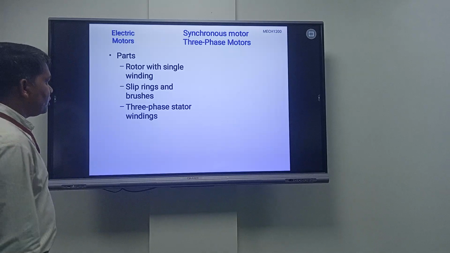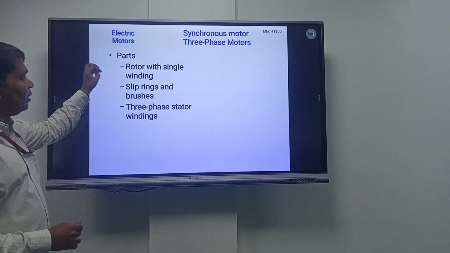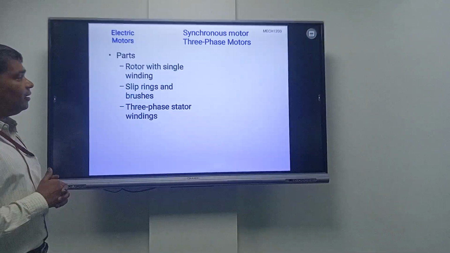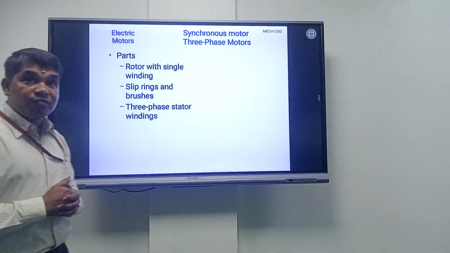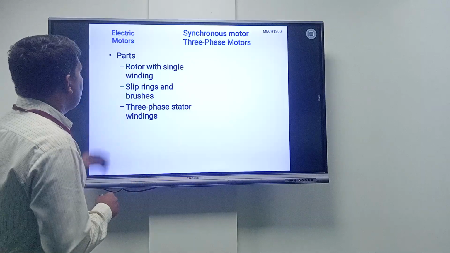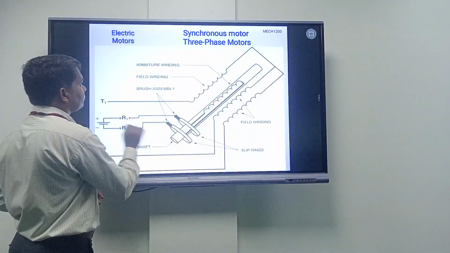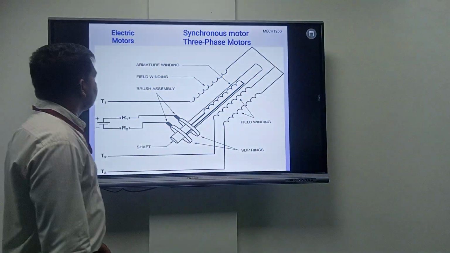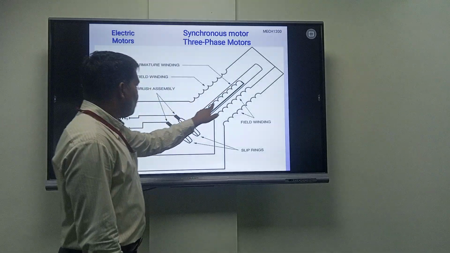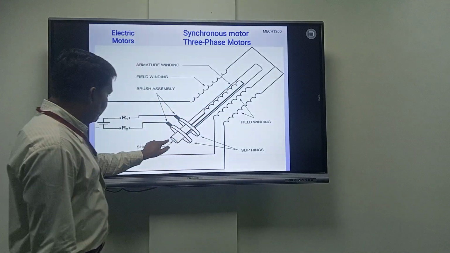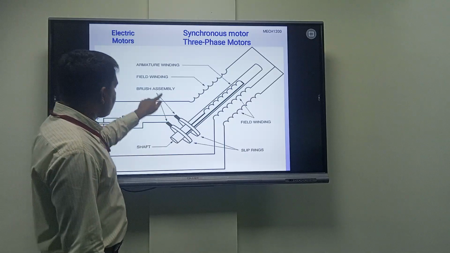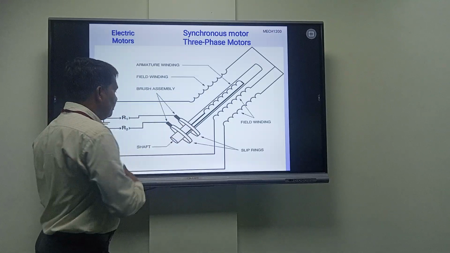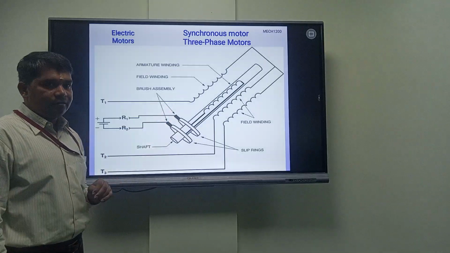Rotor with a single winding, slip ring, brushes and 3-phase stator winding. So additionally we will have the rotor winding with a single phase, the 3-phase AC winding, and slip rings and brush arrangements used in the synchronous motor. You can see the field winding, and inside this is the armature winding, which is the rotating winding connected to the shaft, and we have the brush assembly here. This is the slip ring, which will be rotating and collecting current, or sending current, right?